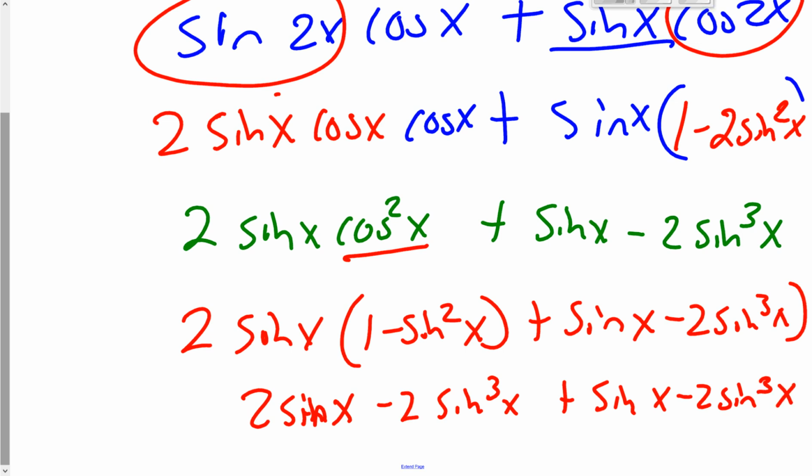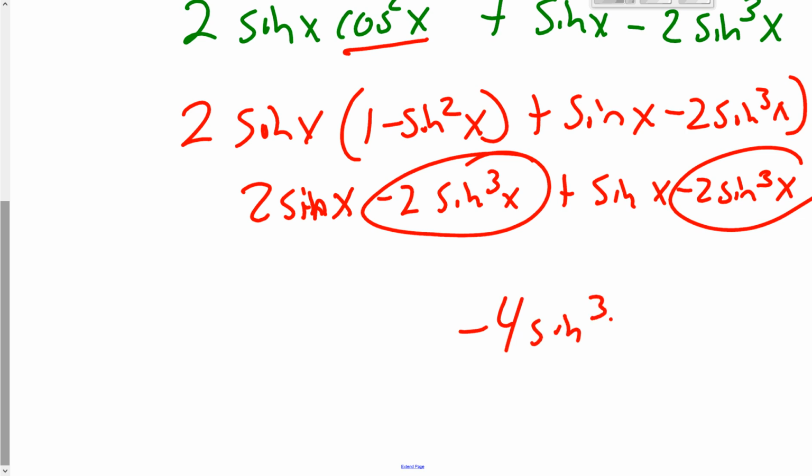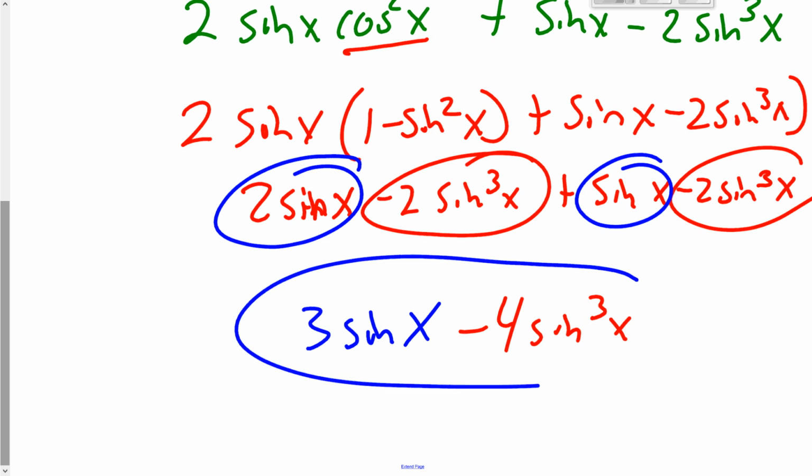Okay, so now I can go ahead and arrange these. We can put them together. And so the minus 2 sine cubed x and a minus 2 sine cubed x is a minus 4 sine cubed x, and a 2 sine x and a sine x is a 3 sine x. Okay, so there it's in terms of just sine. So there's our simplified in terms of sine.